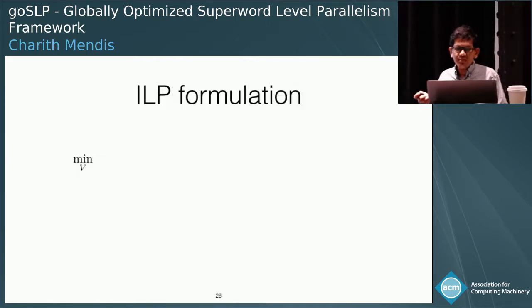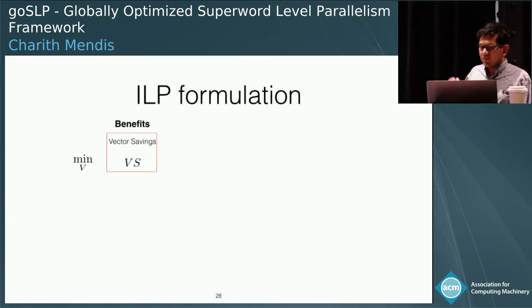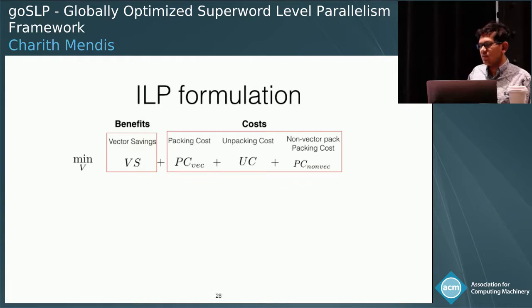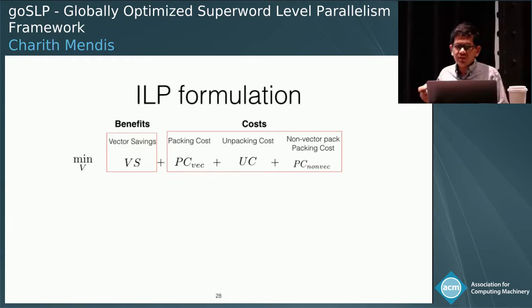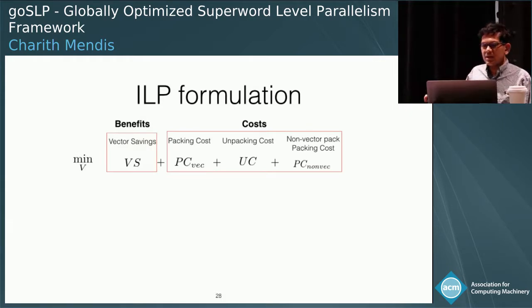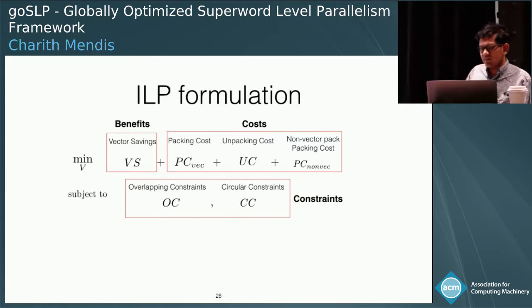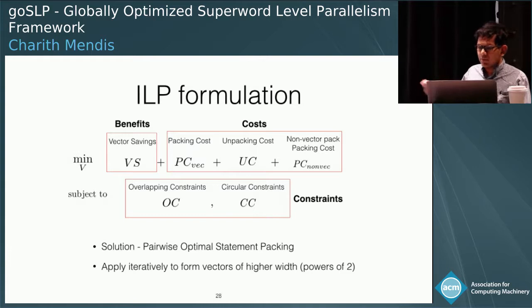So for each statement packing opportunity, we encode the benefits of vectorization as well as the cost of vectorization. And we solve this ILP problem subject to certain constraints. One example constraint would be a particular statement can only be part of one vector pack. Again, we solve it pairwise first, so we can only guarantee pairwise optimal statement packing and then use it iteratively to form vectors of higher width.